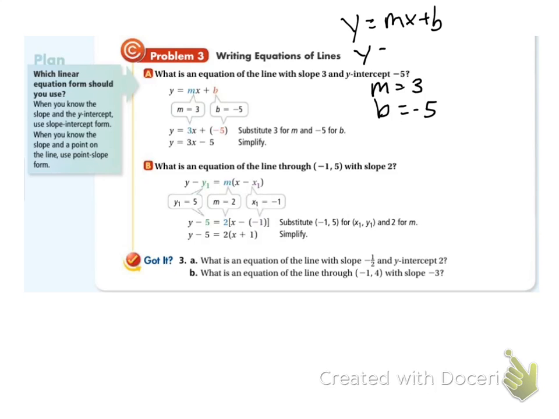So y equals, and if you need to, write it out and then erase it as you go through. So instead of m, I'm going to write a 3. Instead of b, I'm going to write a -5. And then to clean things up, I will change that plus and that minus into just a minus, y equals 3x minus 5.